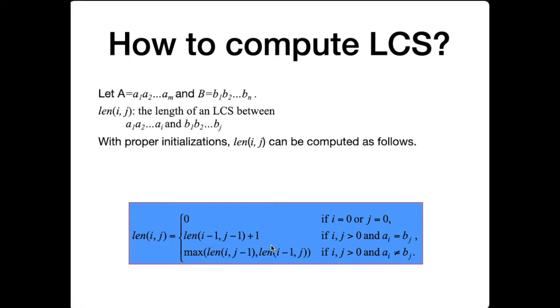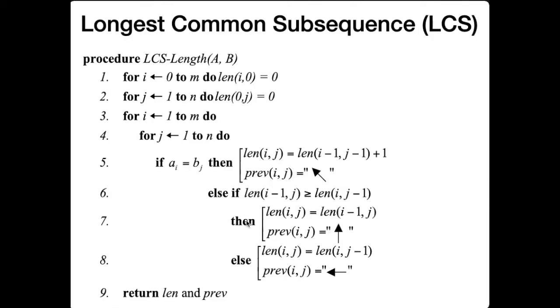Based on this recursive relation, we can create a table that computes from the base case to larger substrings, larger values of i and j. And that is by populating the contents of a matrix. And this is the algorithm pseudocode for computing the LCS length. Later on, we will provide an algorithm for getting the actual subsequence based on this one.